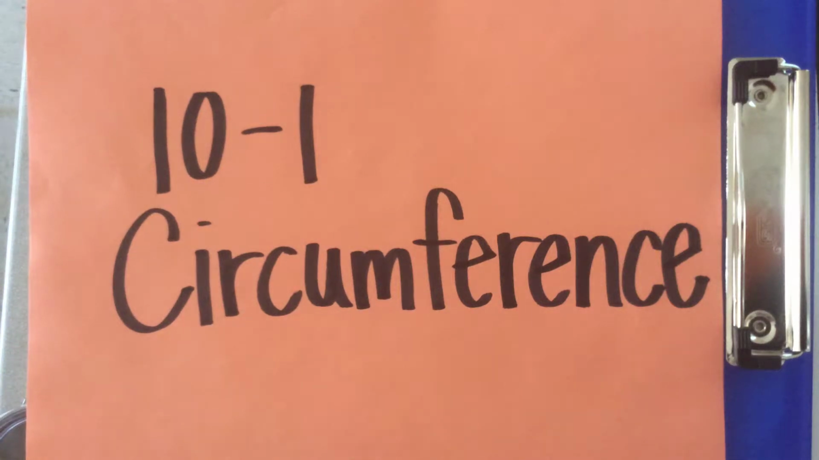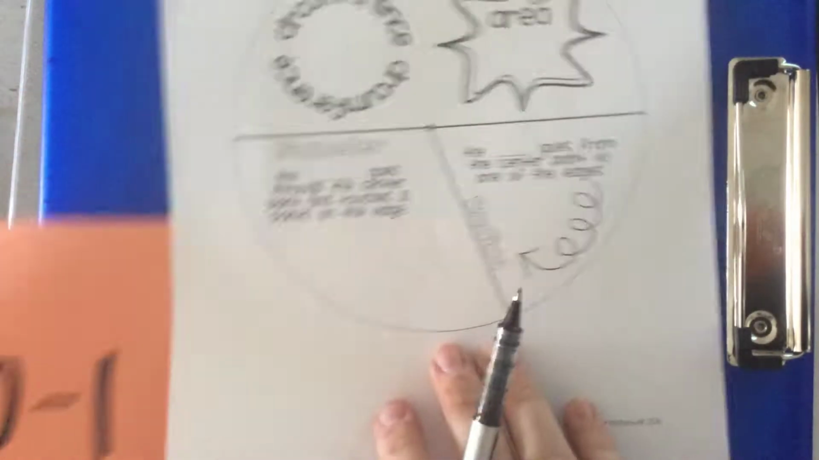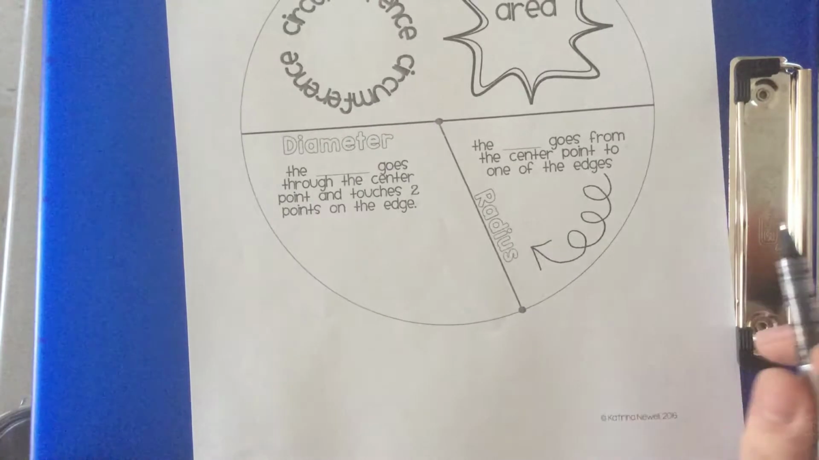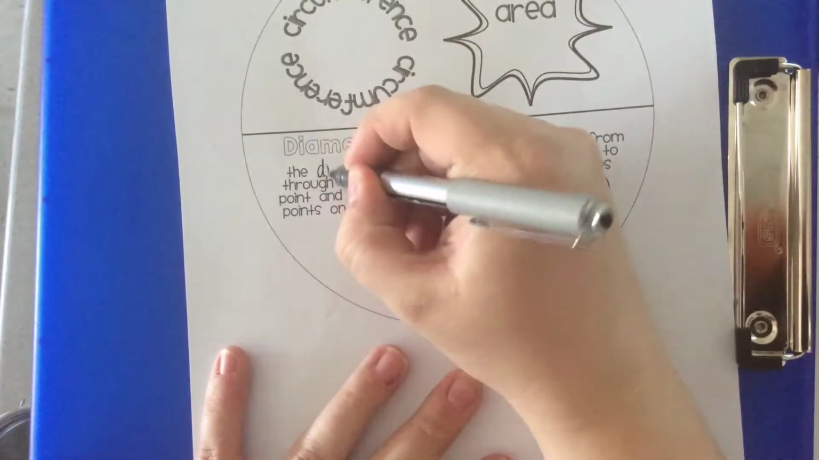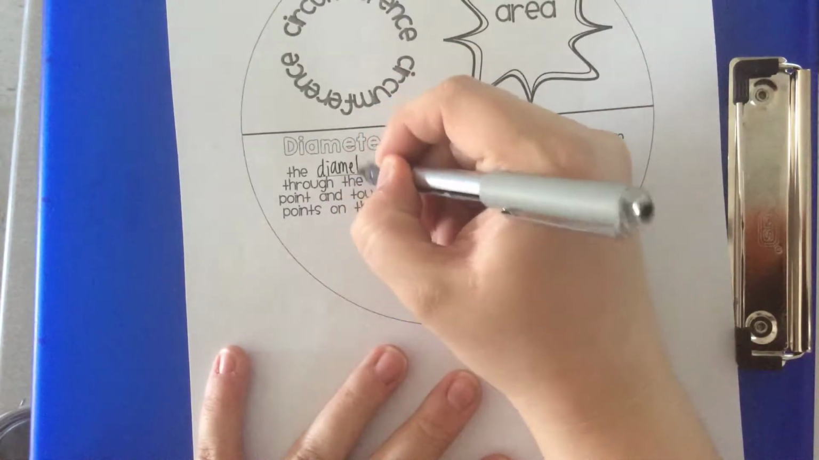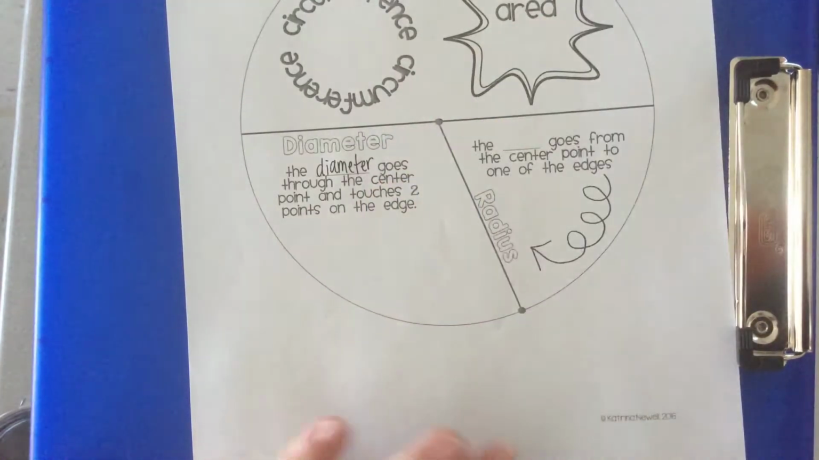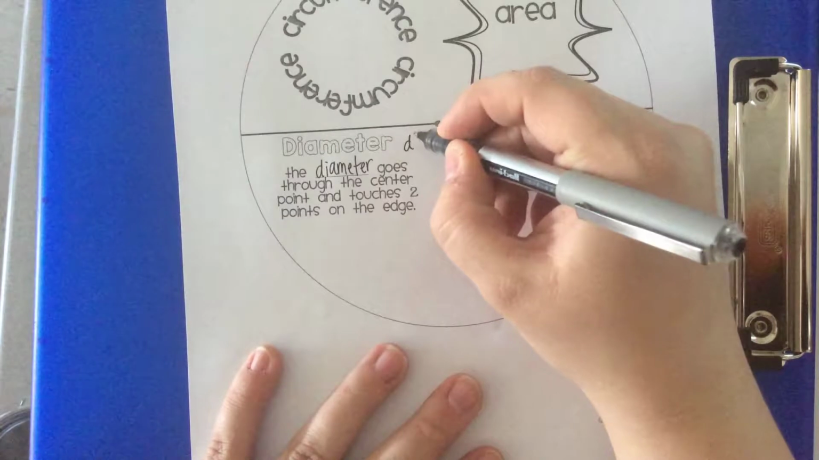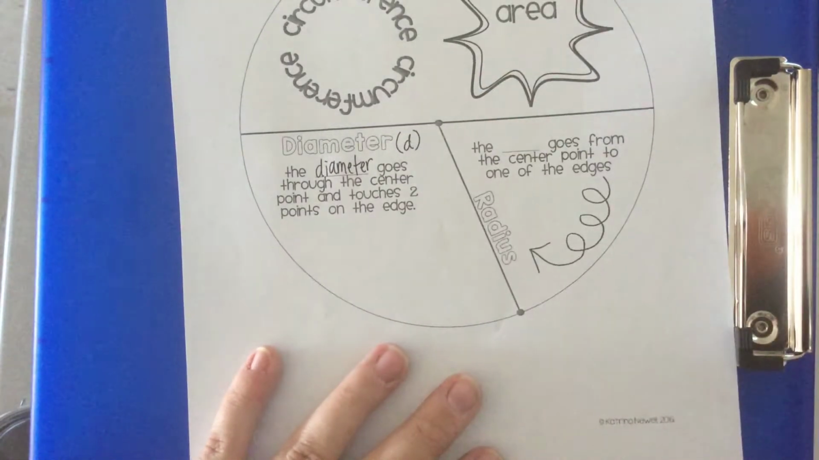Hey guys, all right, so today we are continuing on to talk about circles and circumference. Now we've talked about diameter and radius before, but just as a review, the diameter goes through the center point and touches two points on the edges. Remember, we're going to represent diameter with a lowercase d.